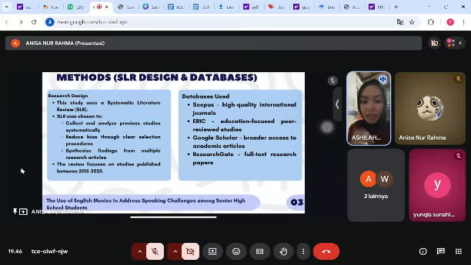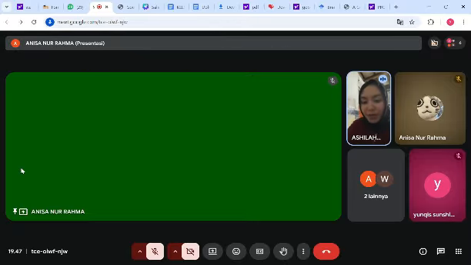To collect the data, several academic databases were used, like Scopus, ERIC, Google Scholar, and ResearchGate. By using multiple databases, we were able to obtain high quality and relevant studies related to EFL speaking skills and movie-based learning. Okay, that's all for my part, and the next one will be presented by my friend. Okay, next is yours.